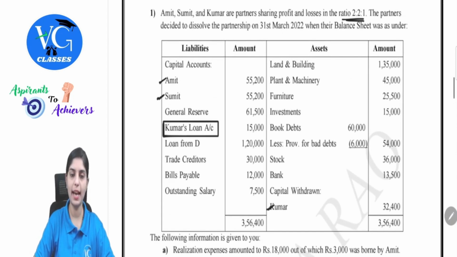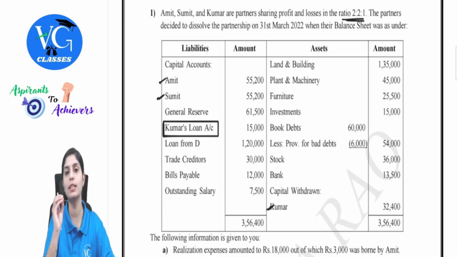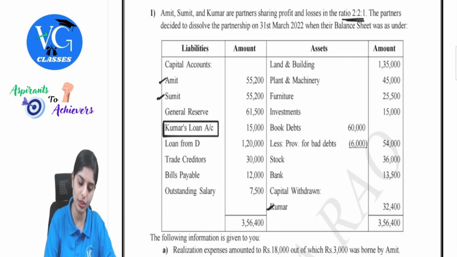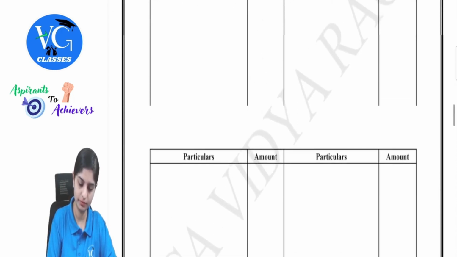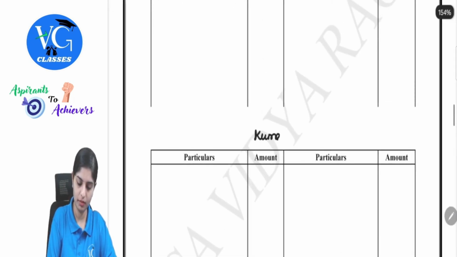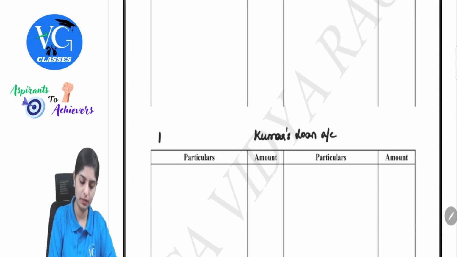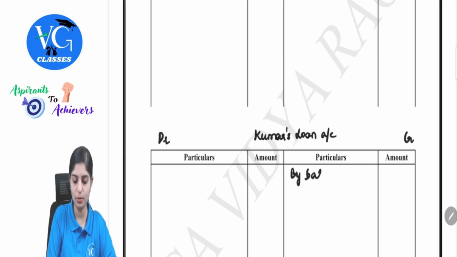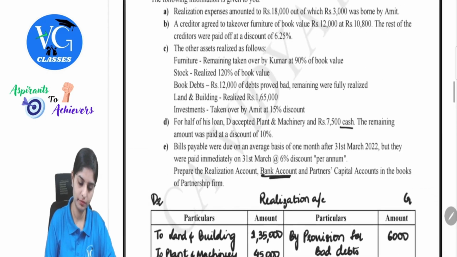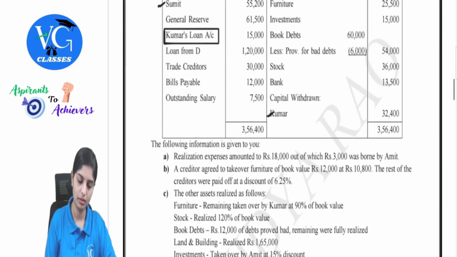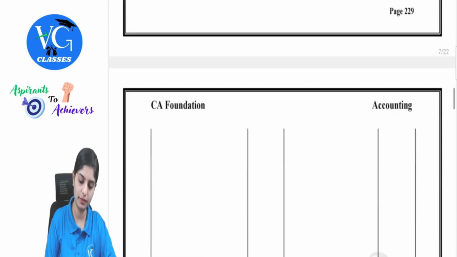Next, Kumar's loan we have. So it is better always, if there is a partner's loan, to make it as a working note and present that in the ledger. Kumar's loan account, debit, credit. Loan will have a credit balance. So by balance brought down 15,000.